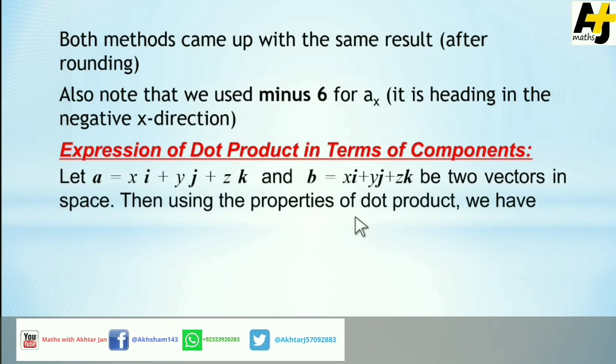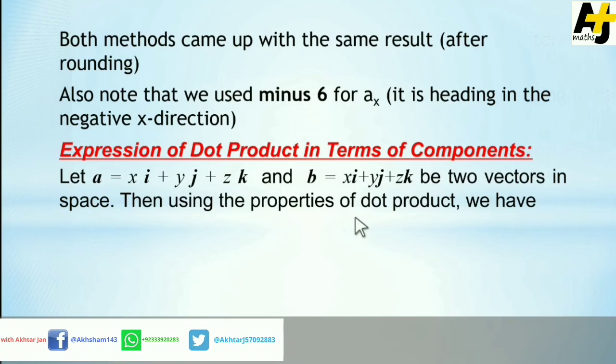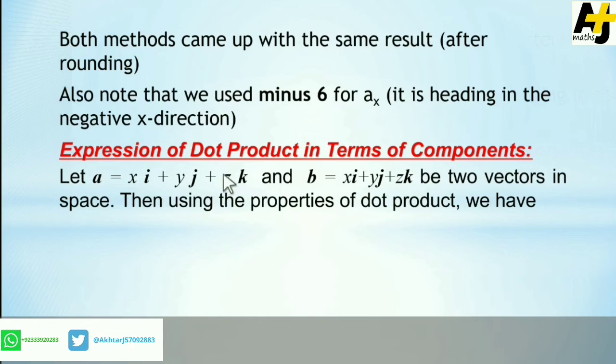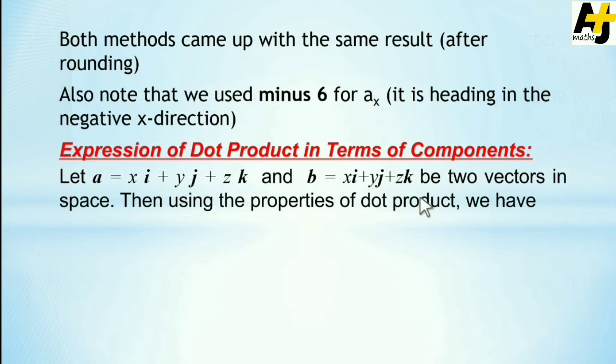And now we will discuss it in space. Let vector A equal x1 i plus y1 j plus z1 k and B equal x2 i plus y2 j plus z2 k be two vectors in space. Then, using the properties of the dot product, we write A dot B equal to (x1 i plus y1 j plus z1 k) dot (x2 i plus y2 j plus z2 k).